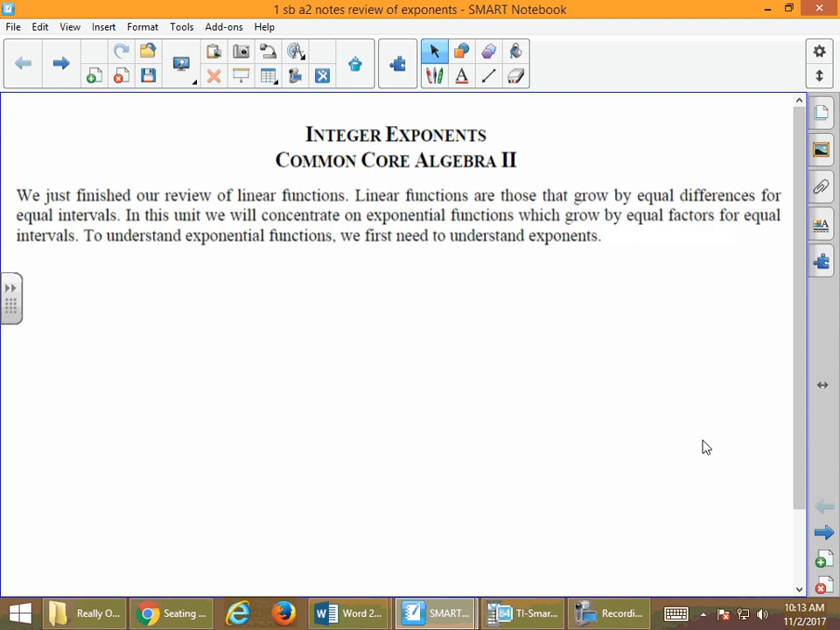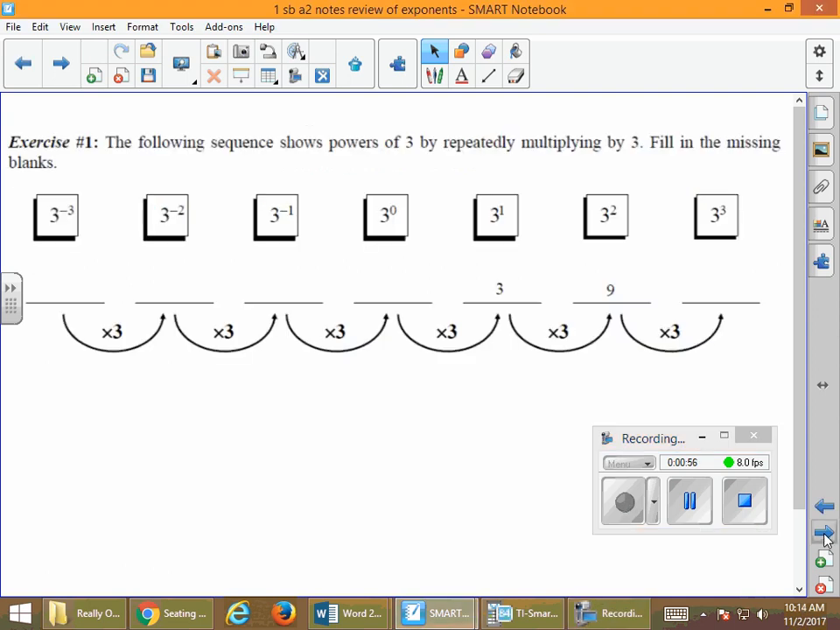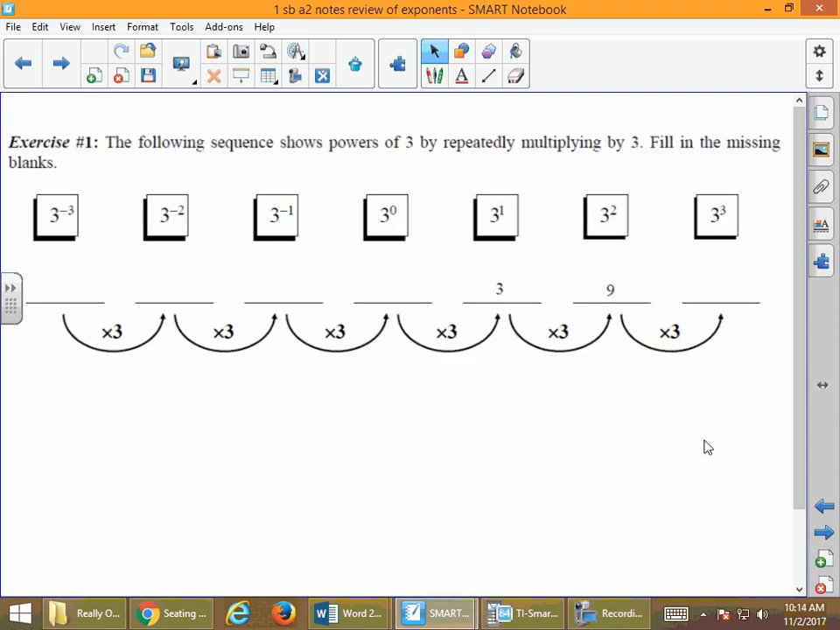Before we can really get into the exponential functions, we want to go back and refresh our memory on what we do when we're working with exponents. I will probably do more work than you want for these, but I just want to get these rules back in our head. So first and foremost, we have this chart here.